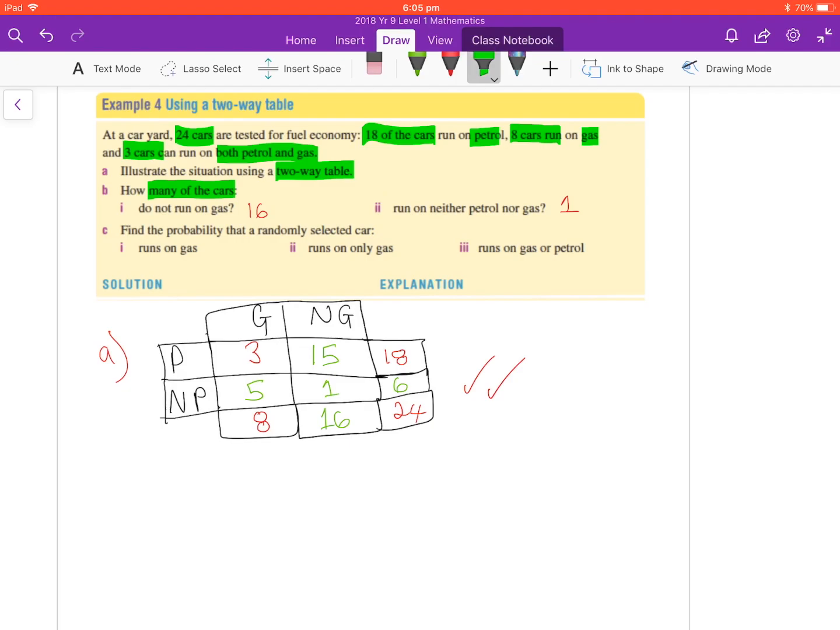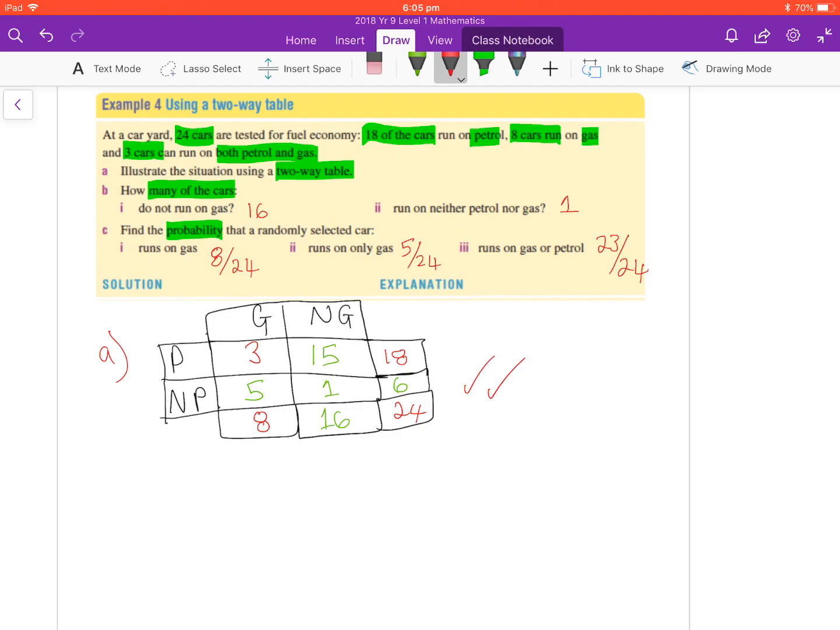And then they've asked us to find the probability that a car randomly selected runs on gas. So what's the probability that a car runs on gas? There's 8 out of a total 24 cars. What's the probability that it only runs on gas? The word only, that's a 5 out of 24. And runs on gas or petrol, that gets me 23 out of 24, because there's only 1 car that doesn't run on petrol or gas.